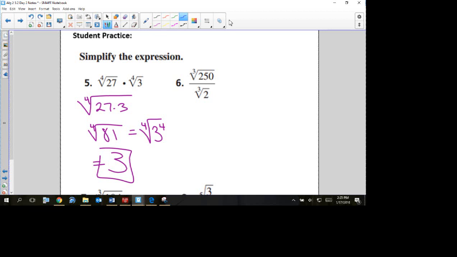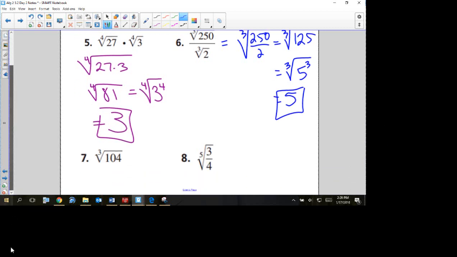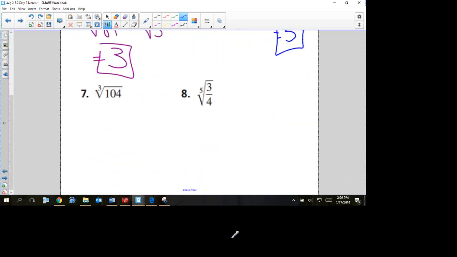Next example. Does it make sense that I would make the cube root over the whole thing? Because I can reduce 250 over 2, yeah. So I'll go ahead and make 3rd root of 250 over 2, reduce that. 3rd root of 125. Is that a perfect answer? What is 125? 5 to the 3rd? So we get 5.